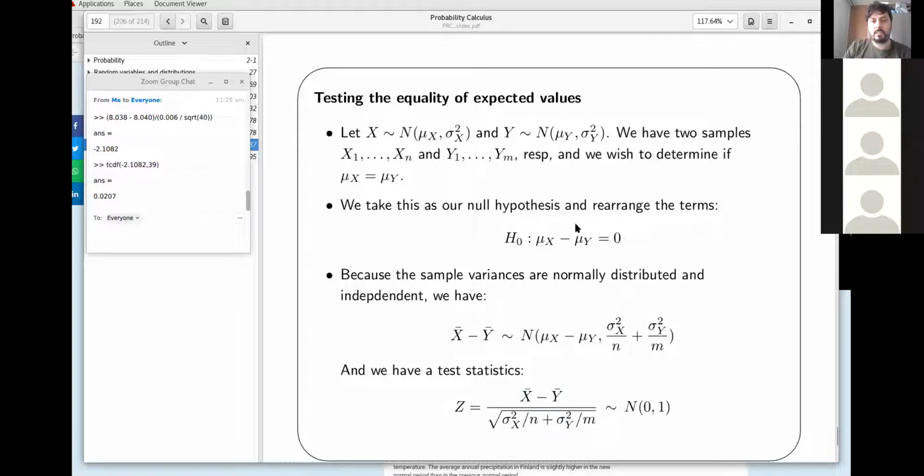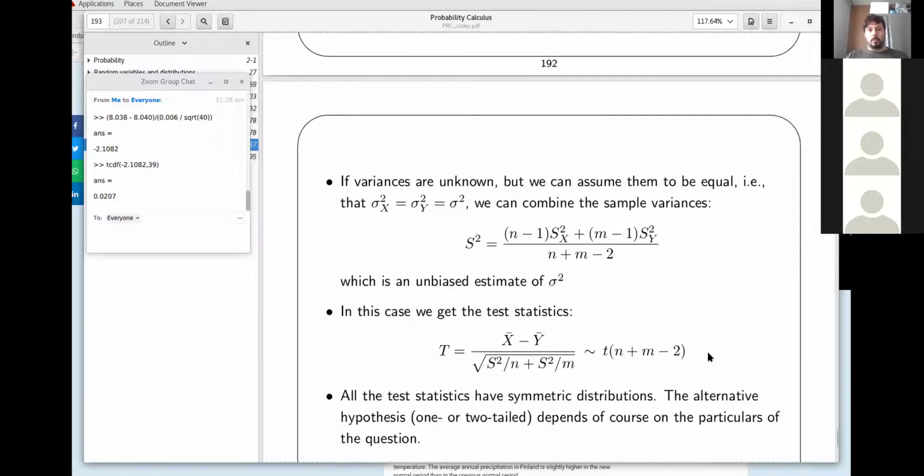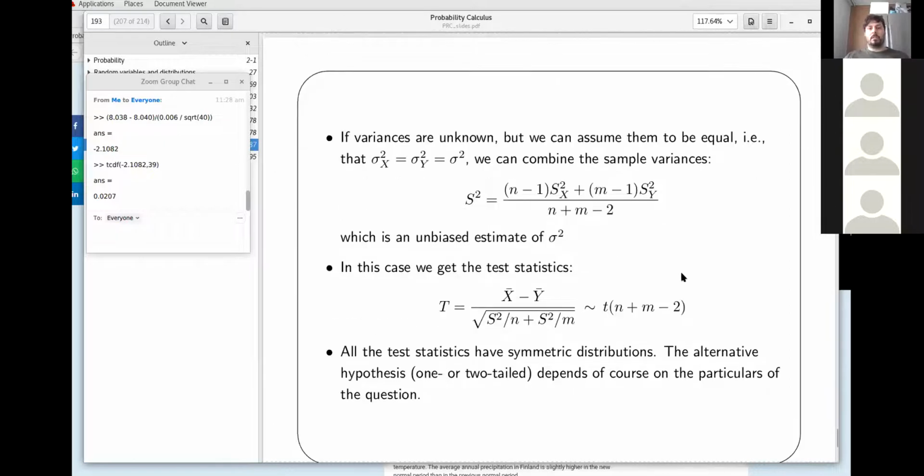If the null hypothesis is that this is 0, then this should be normally distributed, 0, 1, like this. So this is the test statistic, and if we know the variances, then we can do this, and it's normally distributed, and that's fine. If the variances are unknown but equal, then we can combine the sample variances like this.